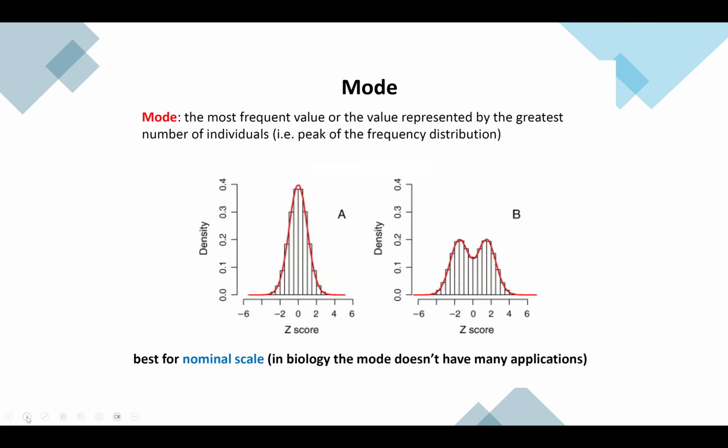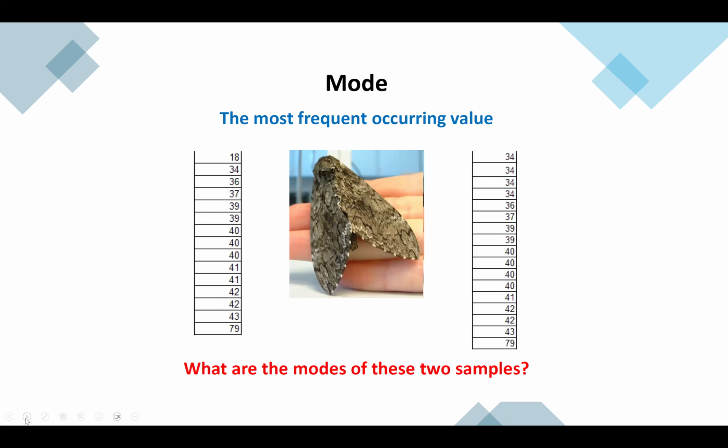Mode, we don't use a ton, but I have to teach you what it is anyway. It's the most frequent value represented by the greatest number. So basically like in this one, the z-score, there's a whole bunch of zeros. So that's the mode in the middle. We don't really have a lot of use for this in biology, but it's okay.